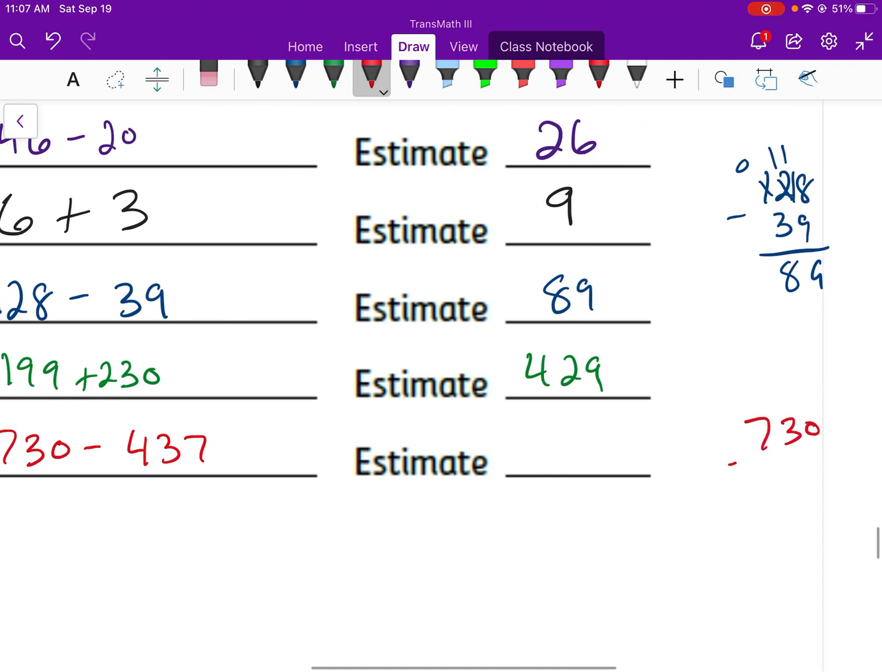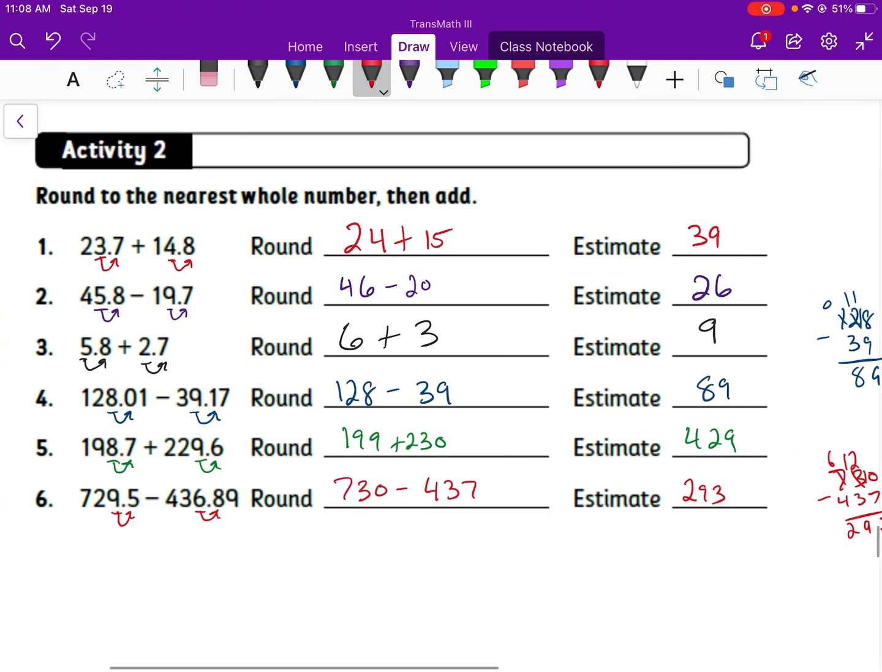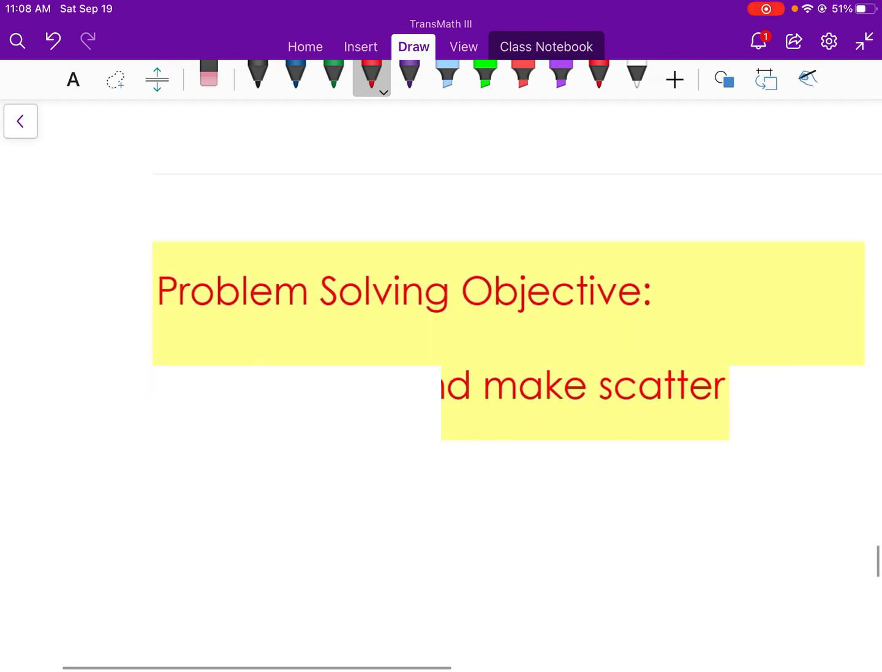Okay, I'll write this one out for you guys. Okay, we need to borrow. Minus there, we get 3, borrow again. 9, 2, so 293. Okay, there's our apply skills.